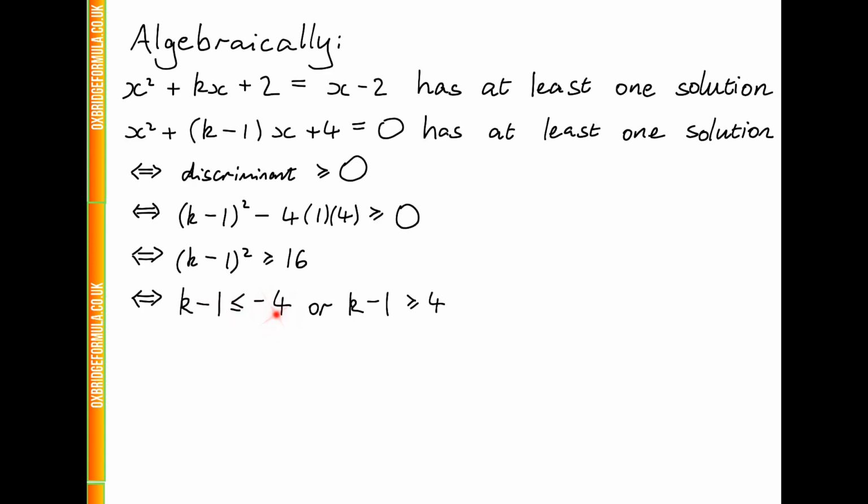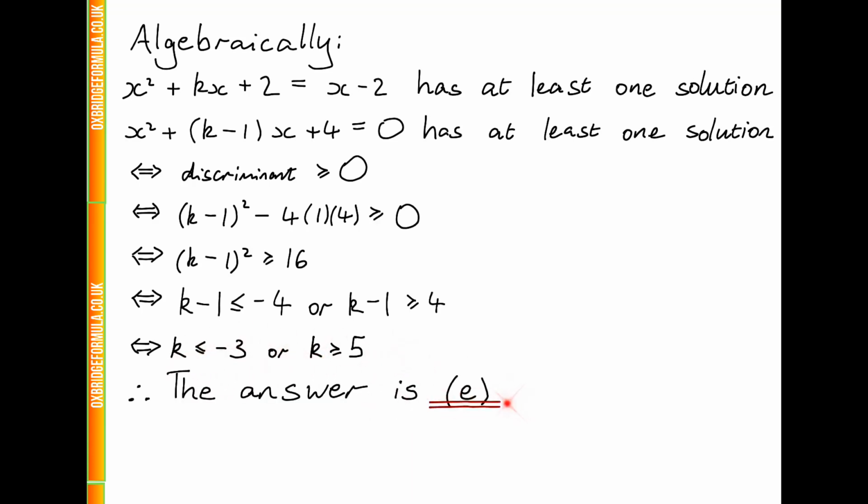And then if we add 1 to both sides of these inequalities, we see that we either have k less than or equal to minus 3 or k greater than or equal to 5. And since we've followed a series of if and only if steps, this is the exact set of values for which this equation has at least one solution, which is exactly the case where the line and the curve either touch or cross each other. And if you look back at the options at the start, this is exactly option E, so that's our answer.